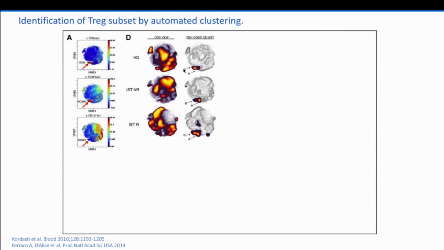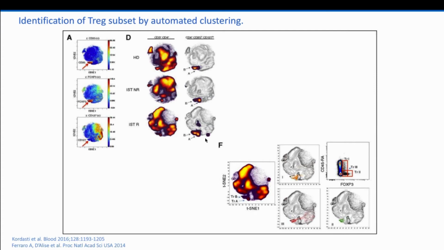So we used this panel that was explained by Richard, and we looked at the CD4 population. The reason you don't have that many islands in this viSNE plot is because these are CD4 cells. We identified the CD25 high, FOXP3, CD127 low population. But when you look at the density plot, I think it's very clear that you have two populations of Tregs. We just call them Treg A and B. And while in healthy donors, Treg B are the main population, in non-responders the majority of them are Treg A. And in responder patients it is 50-50.